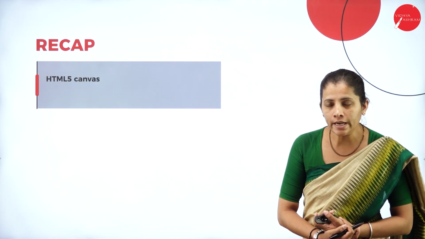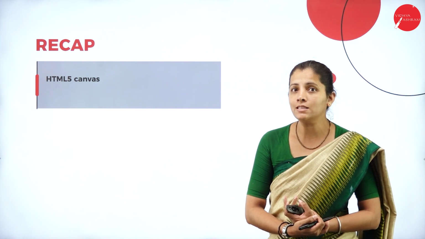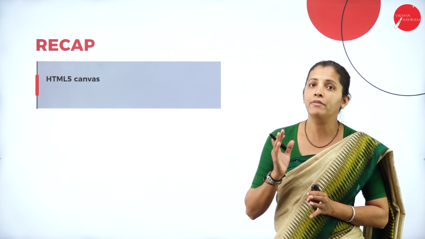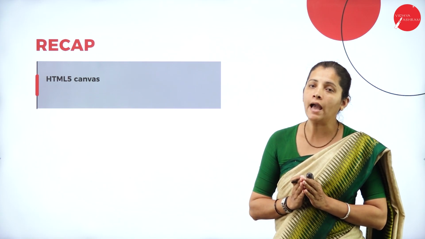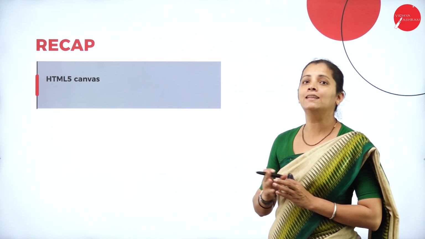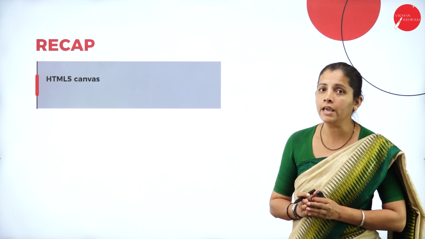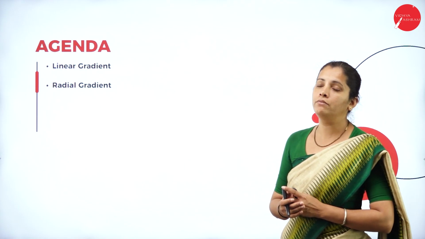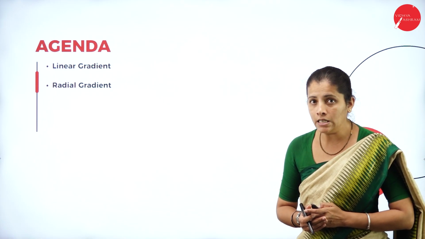So dear students, in my last session, I started with canvas. So what is canvas? It's a rectangular space on the web page. If I want to draw any rectangular space on my web page, then I'm going to use the canvas element. So what is an element? An element is nothing but the tag, okay? The canvas tag, which is supported by HTML5. Now, in today's session, I'm going to deal with linear gradients as well as radial gradients.